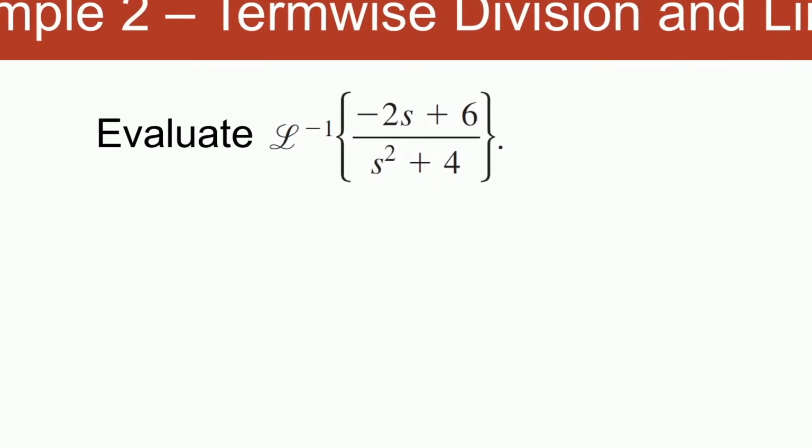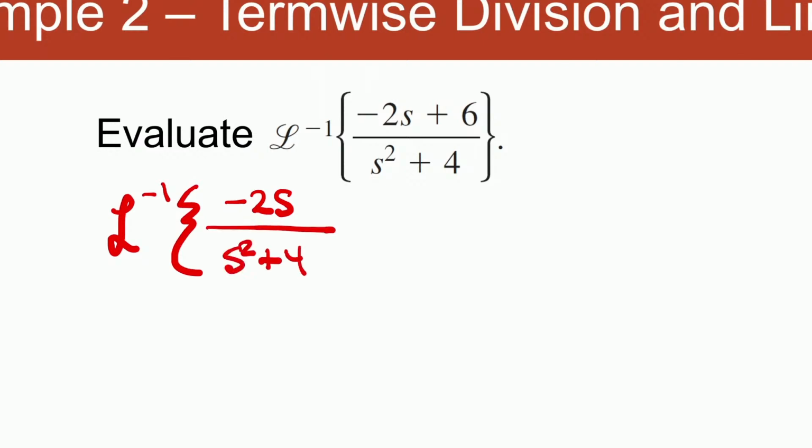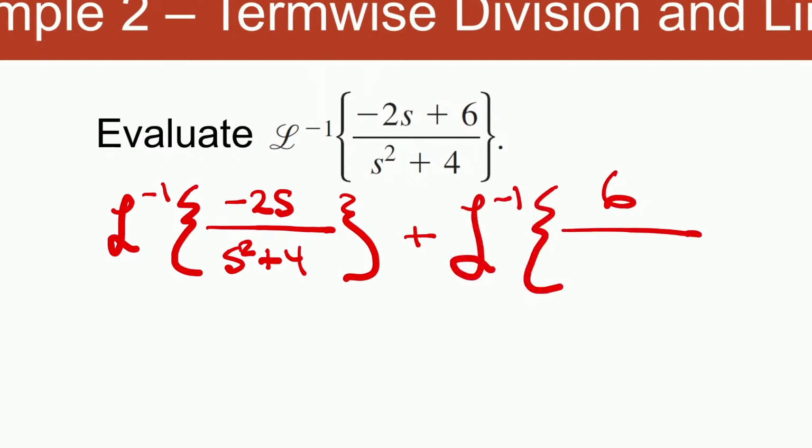And so that's what we're going to do. This is actually two separate functions. We're going to do the inverse Laplace transform of negative 2s over s squared plus 4 plus the inverse Laplace transform of 6 over s squared plus 4. So if you ever have a linear function on top of a quadratic, you can just separate it like this into two separate functions. That shouldn't be that big of a deal.